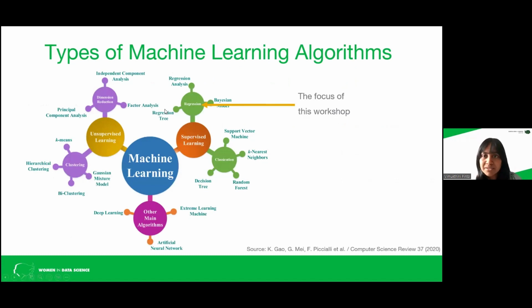When we talk about different machine learning algorithms, there are a number of algorithms from unsupervised learning, supervised learning, and other main algorithms, including neural networks, deep learning models, and so on. The focus of today's workshop is regression. We'll be talking about regression analysis, regression trees, and also a little bit about neural networks, and how we can apply them for regression analysis.